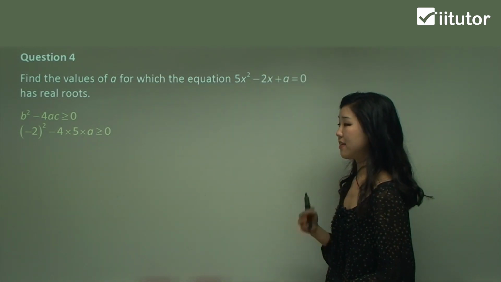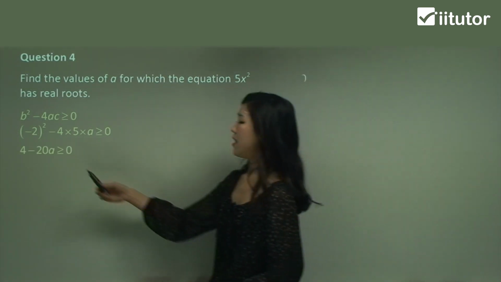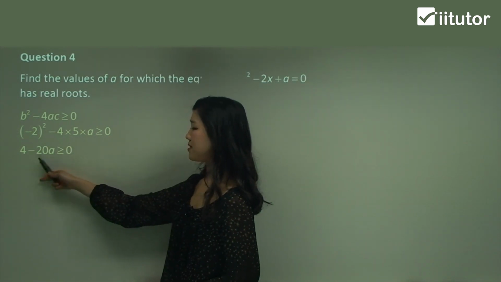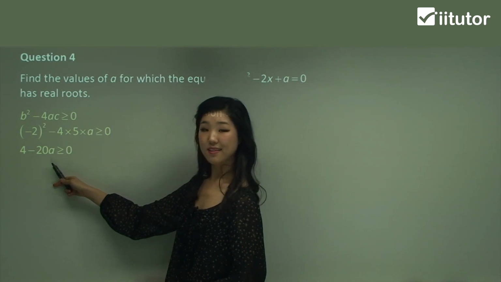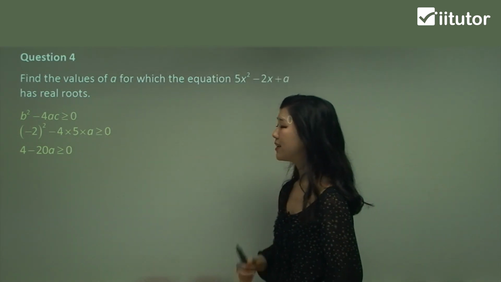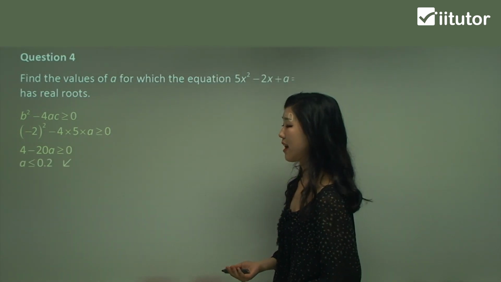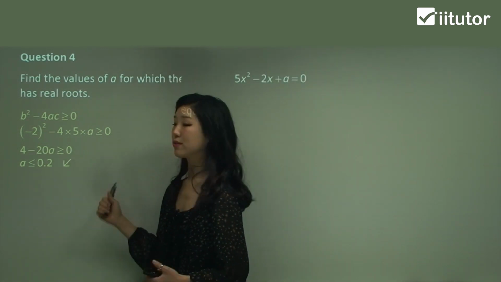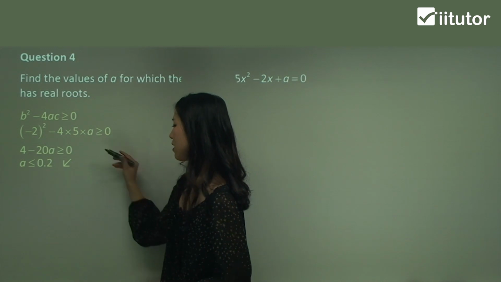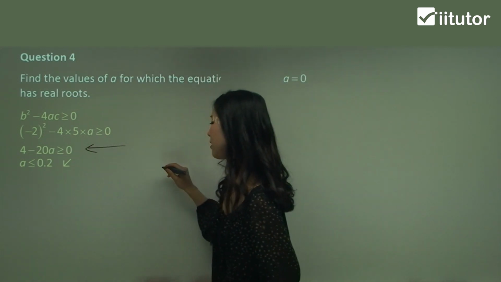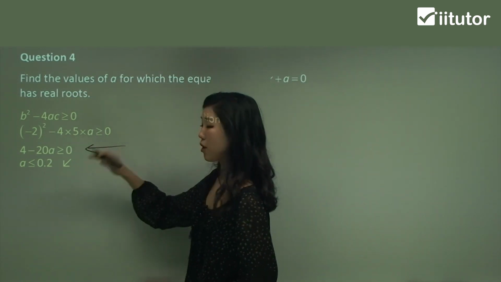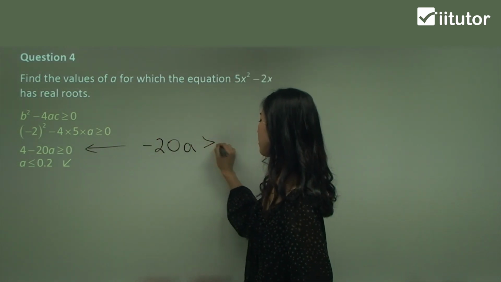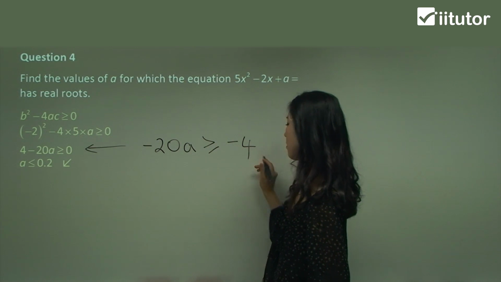Simplify it like this. Negative 2 squared is positive 4, negative 4 times 5 is negative 20a. It's still greater than or equal to 0. Solve for a, guys. Okay, a is simply less than or equal to 0.2, sorry. If you want to do some more working, I'm just going to move my 4 over to the other side. So I have negative 20a is greater than or equal to negative 4, right?